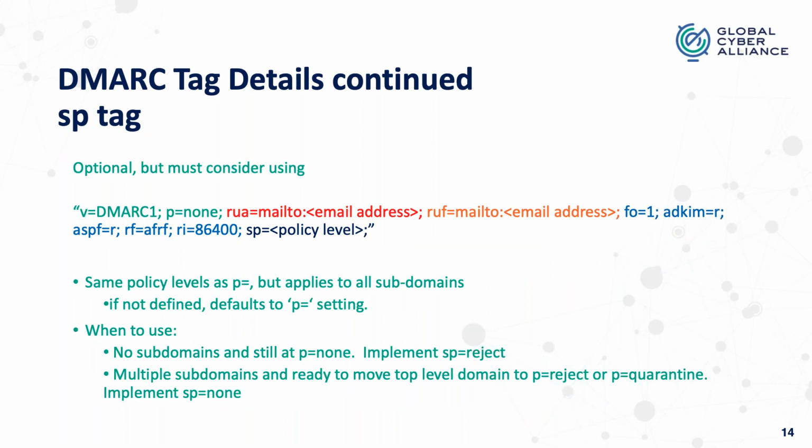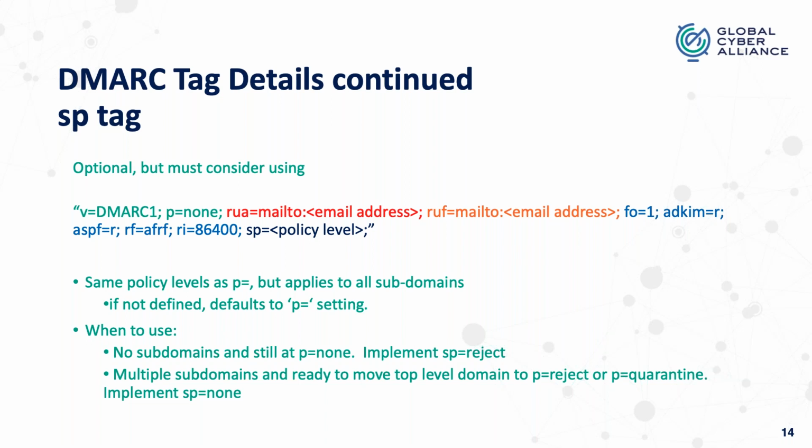And then the last tag we're going to talk about is the SP tag. So this is also optional, but you do really want to consider this one and whether it makes sense for your environment. And the reason for that is, remember the P tag, right? The P tag, P equals none, P equals quarantine, P equals reject. That applies to the top level domain and your sub-level domains. But you could run into issues, especially if you have subdomains that are being used for email. So that's why they created the SP tag, because the SP tag is for your subdomain policy level.